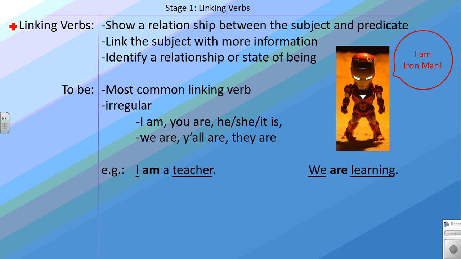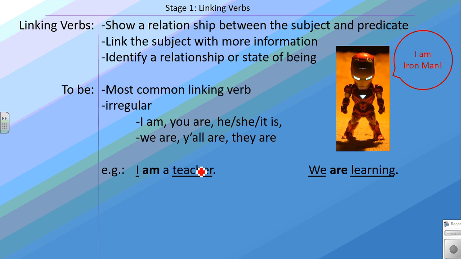All right, so exemplum gratium, I am a teacher. So here we have my linking verb, my subject, I, and my predicate nominative, teacher. And it's called a predicate nominative, again, because it's a nominative case. We'll talk about what that means later on. But you could reverse that. I am a teacher, a teacher I am. Sounds a little weird, but you can do it.